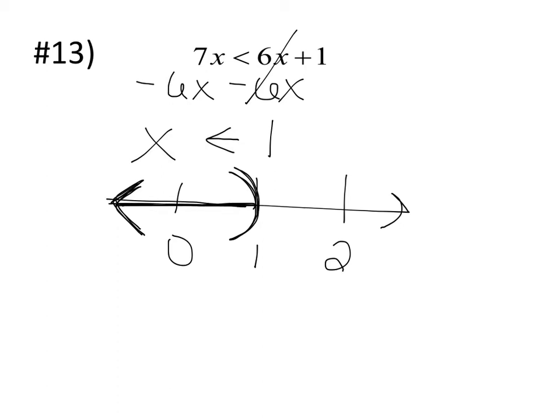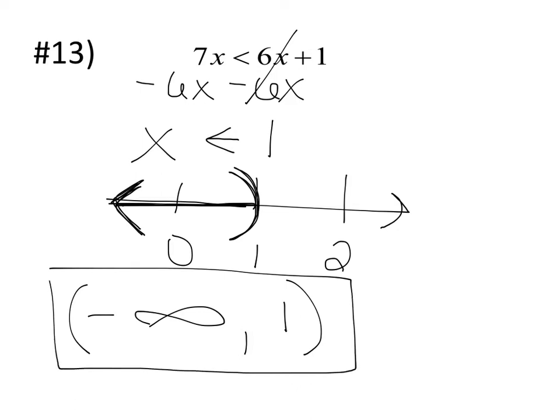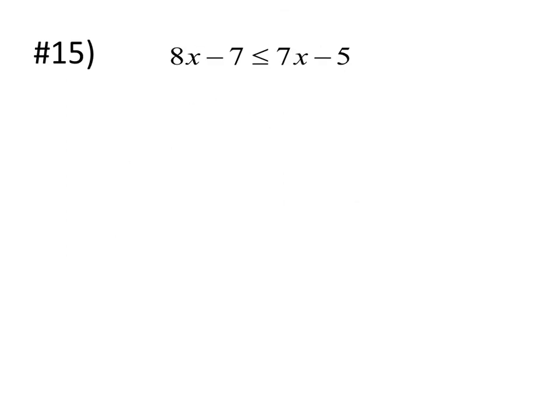So since it goes on forever this way, it's going to be -infinity. Infinity or -infinity is always a parenthesis. It's going to go all the way to 1, and then it's a parenthesis on the graph, so it's a parenthesis in my interval notation. So it is -infinity to 1.